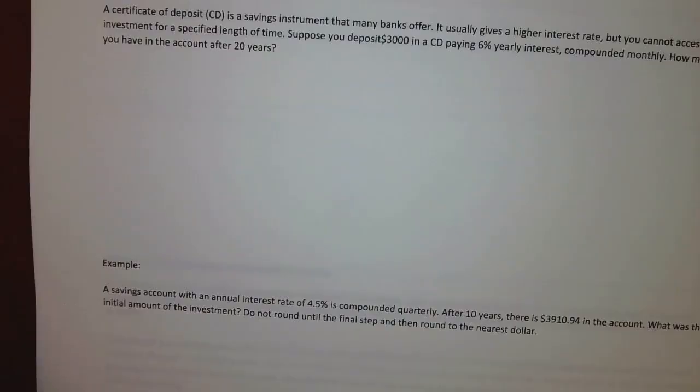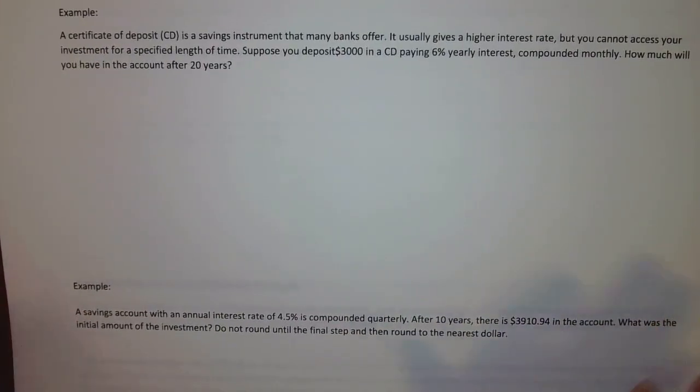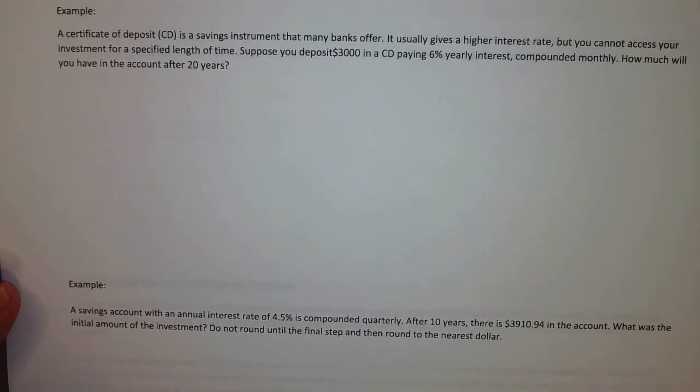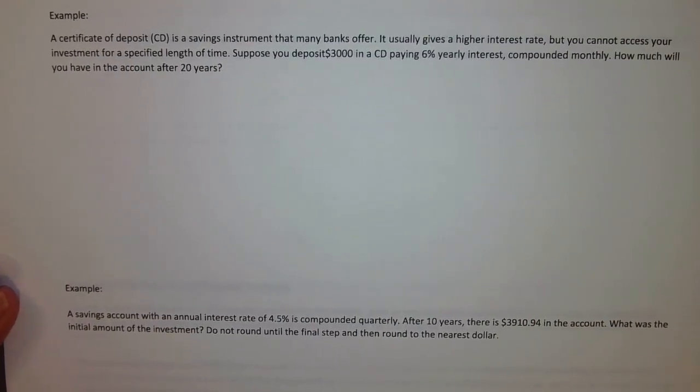All right. A certificate of deposit, oops, sorry about that, is a savings instrument that many banks offer. It usually gives a higher interest rate, but you cannot access your investment for a specified length of time. Suppose you deposit $3,000 in a CD paying 6% yearly interest, compounded monthly. How much will you have in the account after 20 years?